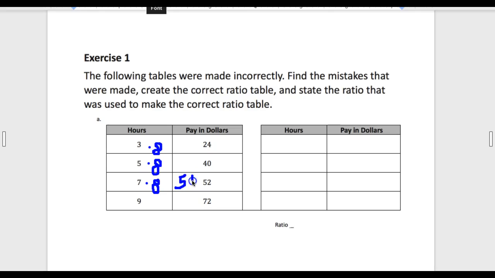So 56 kind of goes over here. What's 9 times 8? Yep, 9 times 8 is 72. So everything works except for this one. So your new ratio table should have all the information the same except for this number being 56 instead of 52. Very good. And so that's what it looks like. Now, if we're going to look at what the ratio is, it would seem that it's just 3 over 24.